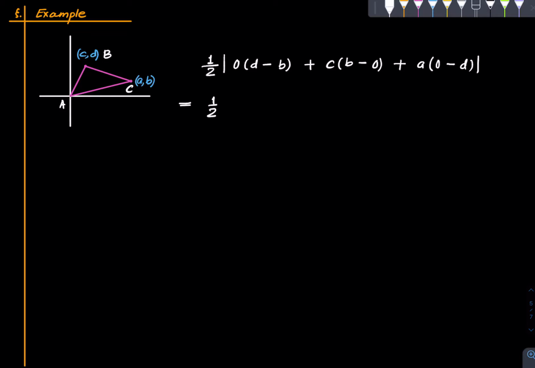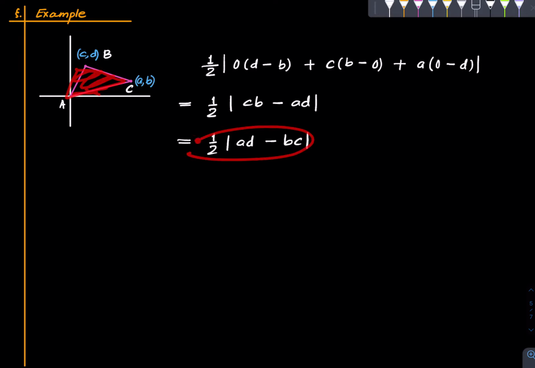This is equal to half CB minus AD, which I will write as half of AD minus BC. Easiest to remember. And you don't need to remember this, but anyway. So the area of this triangle is half of AD minus BC, and you could have also found this out by using the cross product. If you know vectors, you could just take the cross product of these two vectors and take half of that, and you will get this same thing. But anyway, this is a course on coordinate geometry.